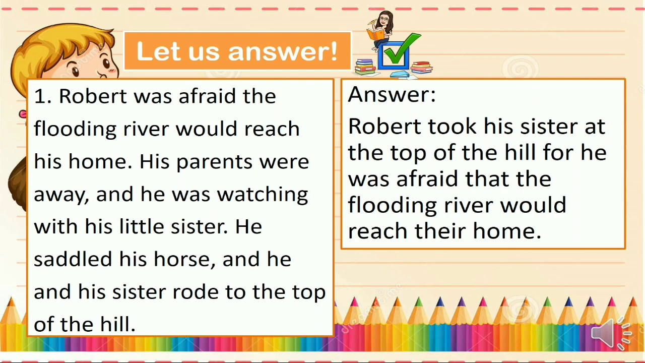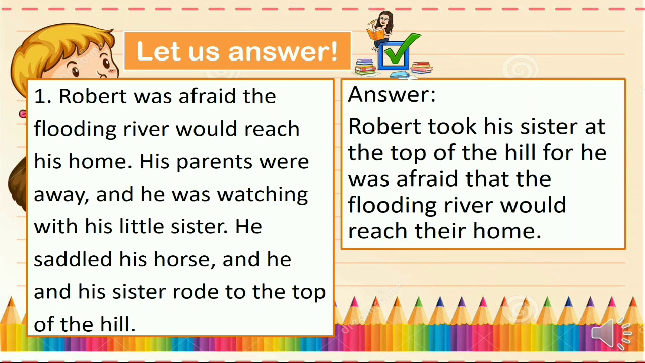Answer. Number 1. Robert was afraid the flooding river would reach his home. His parents were away and he was watching his little sister. He saddled his horse and he and his sister rode to the top of the hill. We can have different answers, so if you think that your answer can be considered, you can show it to your teacher.